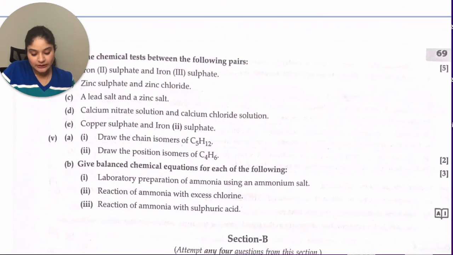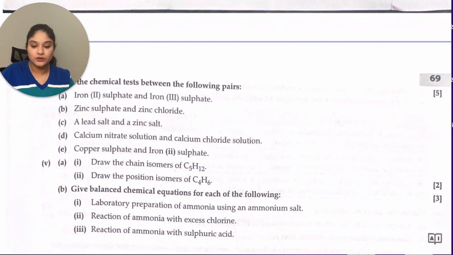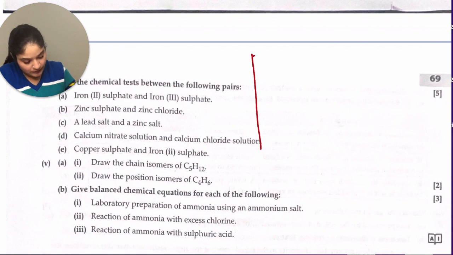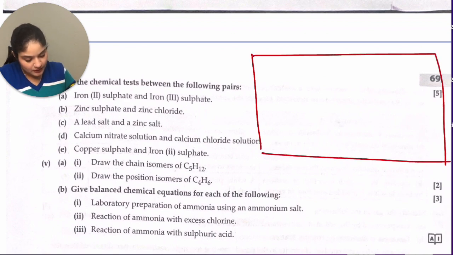Give the chemical tests between the following pairs. Okay, so in this case what you can do is, you can make a chart. You can use ammonium hydroxide, whatever you are using the test as. So let me show you how you can write this in the exam. So you make a chart like this. The first would be of course 1, 2, 3. The second, you can use the reagent.